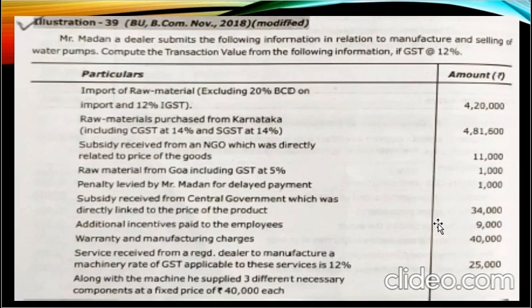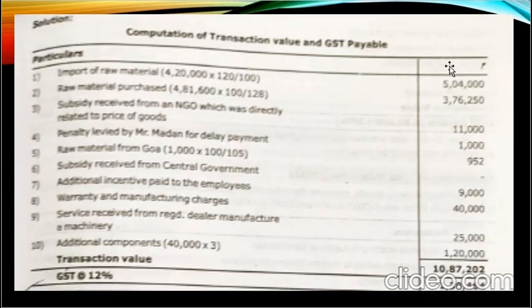So let us look into the primary supply rate. The primary supply rate which is given here is 12%. As that is 12%, we will be taking 12% as the GST rate and charge the tax. So the transaction value, when we add up all the expenses, we will be getting 10,87,202. Into 12% of it as GST, we will be getting 1,30,464.